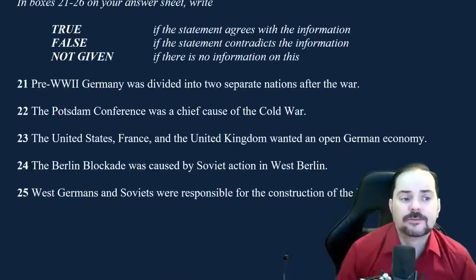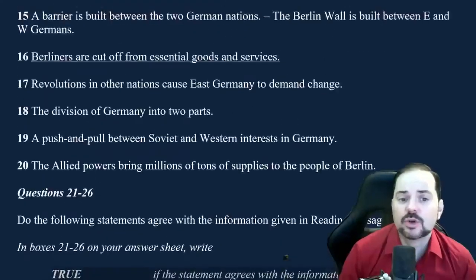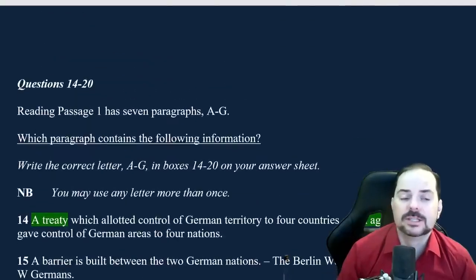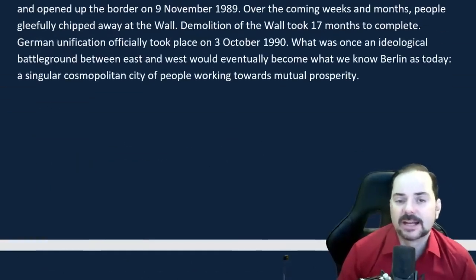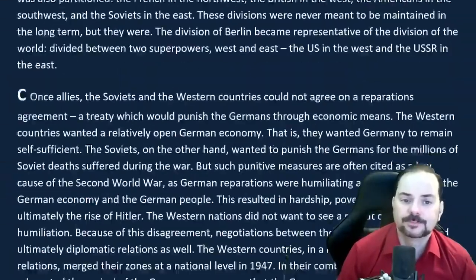Now, then we have true, false, not given. Don't read it before the passage. There's no point. You don't know what's false. You don't know what's not given. There's absolutely no reason to skim read that. In fact, it's just bad. It will confuse you.